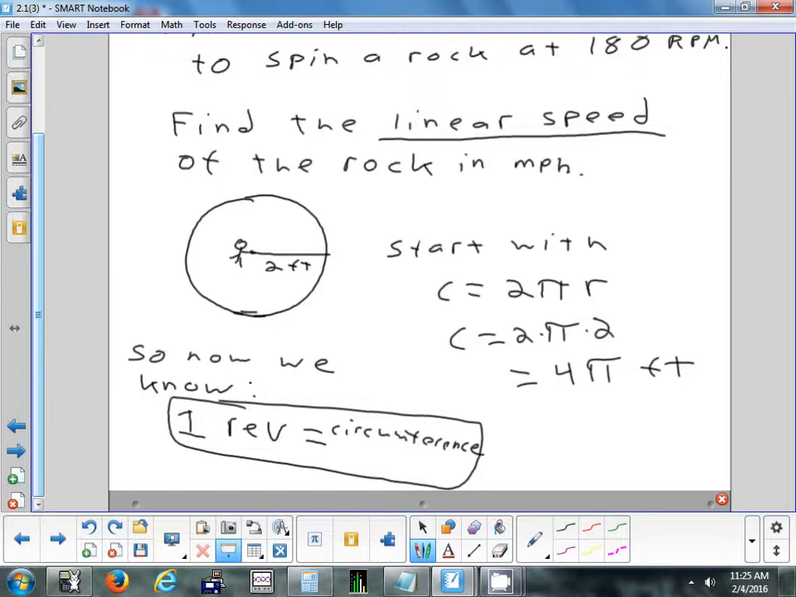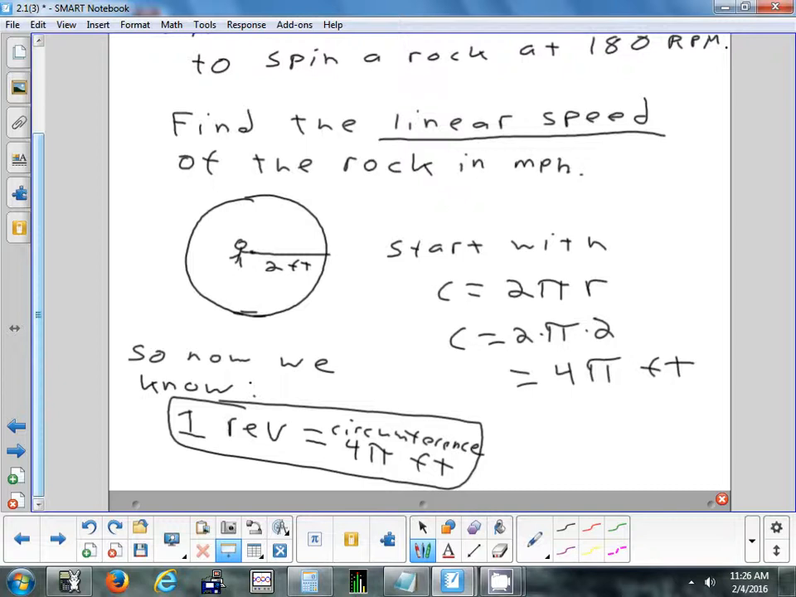So now we know how many feet in one revolution of this rope. There's that many feet in one revolution. Put that conversion off to the side. We're going to use it eventually, but we needed to figure that out.